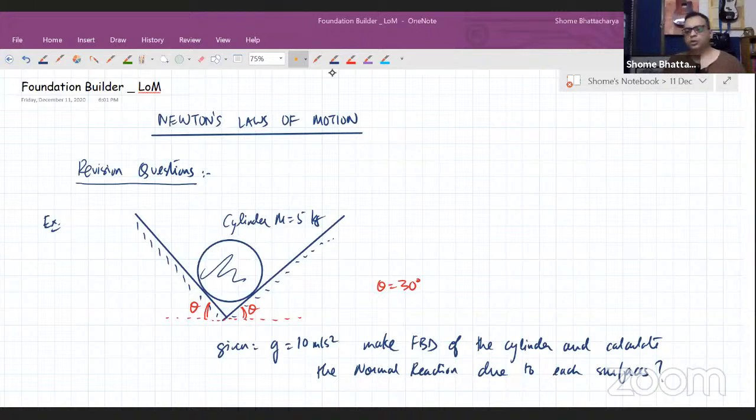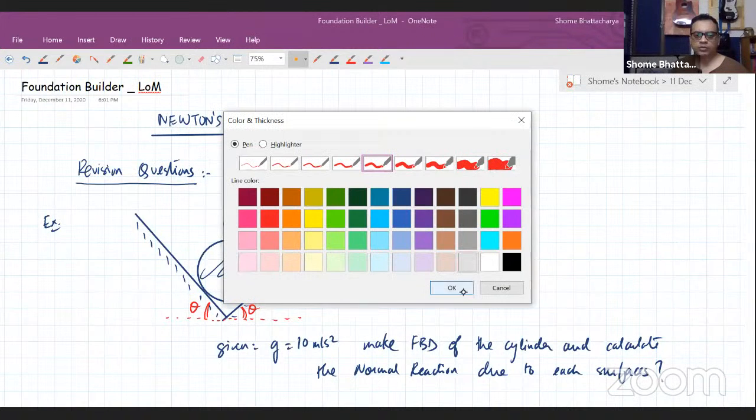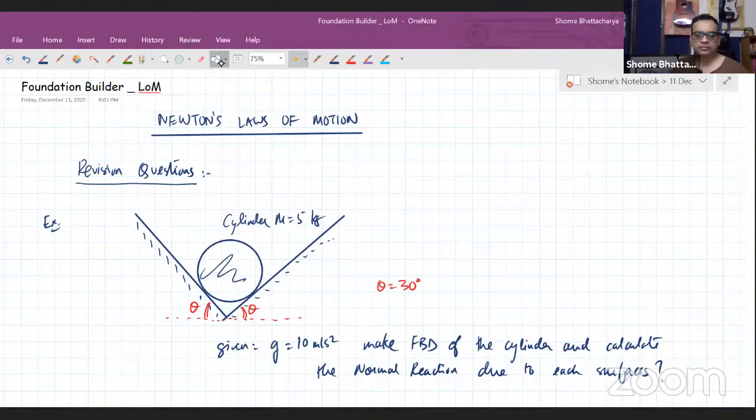Okay, so people are not getting the correct answer. Don't know why. Very simple case of free body diagram. So you can see that on this block there will be two normal reaction forces acting. Let's say this normal reaction force and this normal reaction force. Now because the angles are symmetrical, you can probably guess that they'll have the same magnitude. But here I will just label them as N1 and N2.